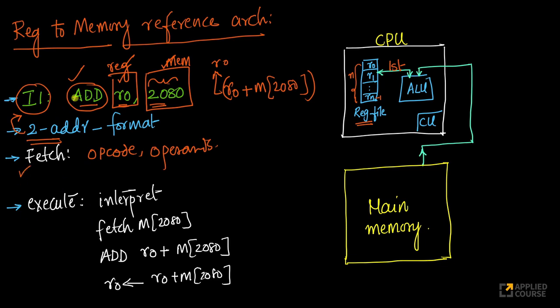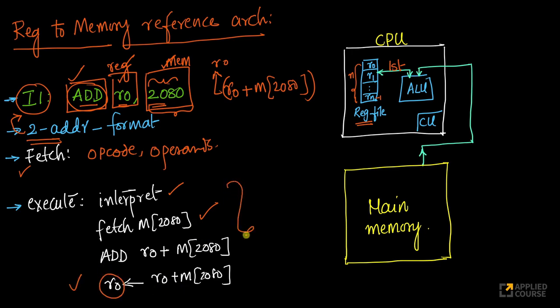My execute cycle, first I'll interpret this as add, which means I have to perform addition. I know if I'm performing addition, this is my first register. Because this is a memory location, I'll have to fetch this from memory. So I fetch it from memory and place it as the input to the ALU. That's the second step. Then I'll perform the actual arithmetic operation of addition: add R0 plus whatever is there in the memory location 2080. Perform this addition and store the resultant in R0 itself.